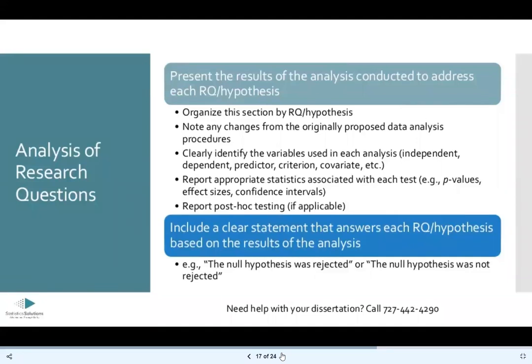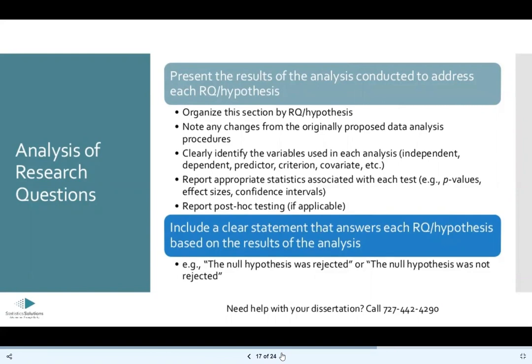So you'll want to organize this section by research question if possible. Again, if you have five research questions, you'll just want to go in order of research question 1 through 5. You don't want to jump around and start with research question 2 and then go to 4 and then back to 1. You really just want to follow them in order, just for clarity for your reader.